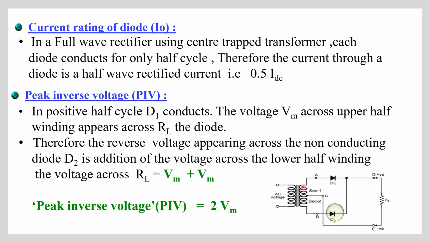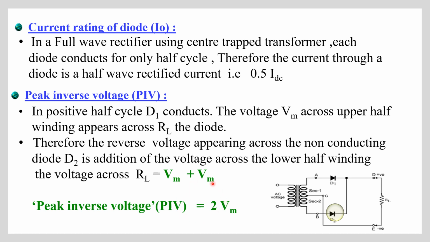So now in the positive half cycle, diode D1 conducts and voltage Vm across the upper half of the winding appears across the RL, and therefore the reverse voltage appearing across the non-conducting diode, that is D2, is in addition to the voltage across the lower winding. So the voltage is Vm plus Vm. So the peak inverse voltage equals 2 Vm. So the PIV rating of the diode should be more than this value.